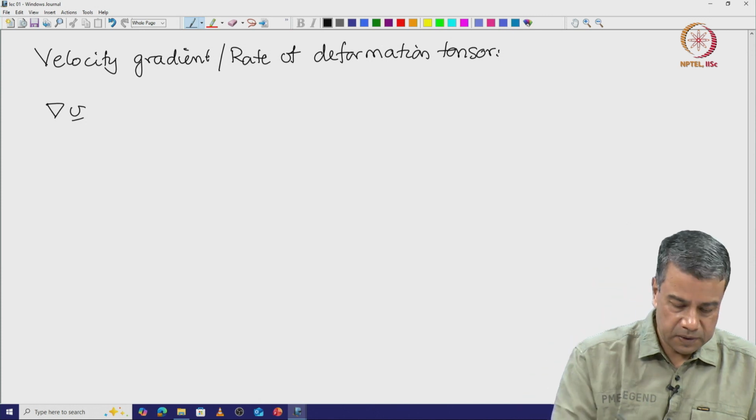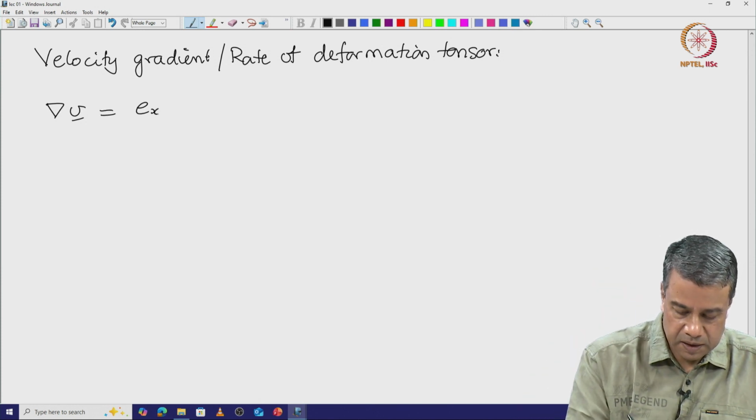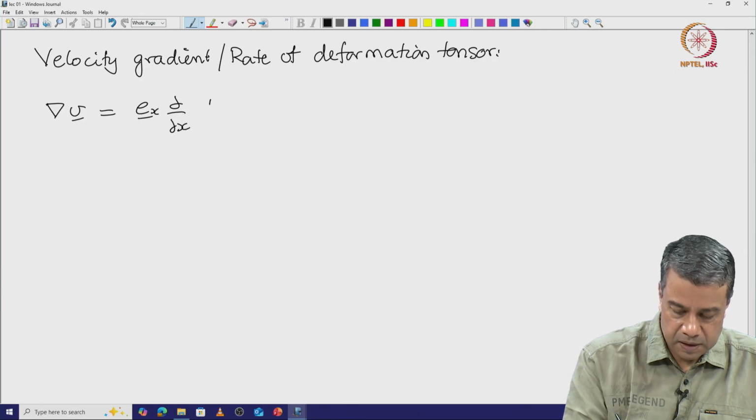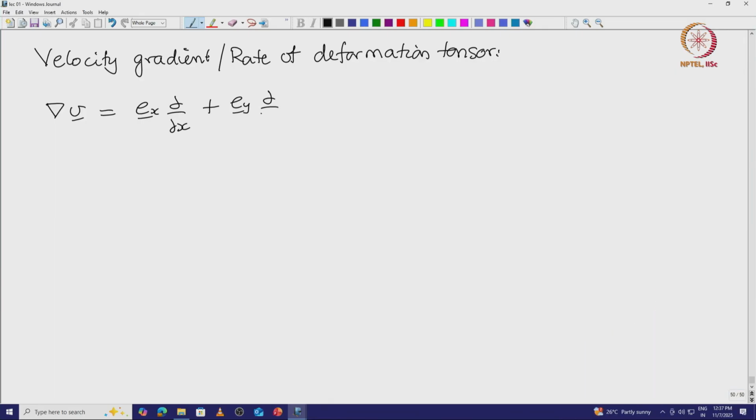Okay. So, if I were to write this in Cartesian coordinates, it would be Ex d by dx plus Ey d by dy plus Ez partial by partial z, acting on Vx Ex plus Vy Ey plus Vz Ez. Note that there is no dot between the two, there is no dot product. So, this is not the divergence of the velocity, this is the gradient of the velocity. As I have written it, this is the gradient of the velocity field.